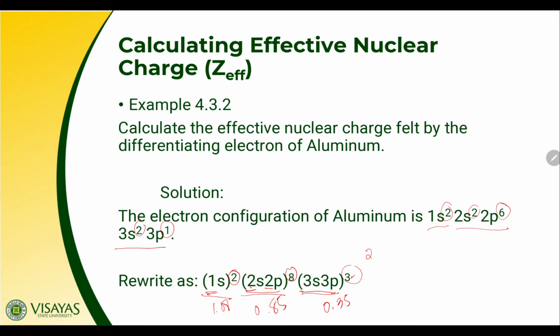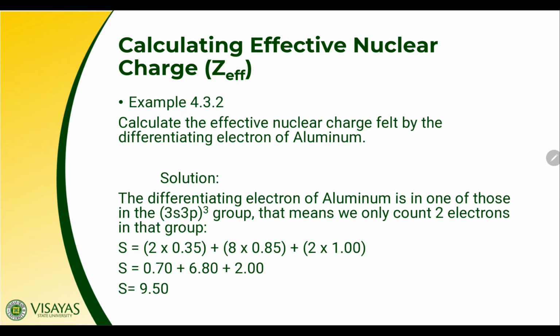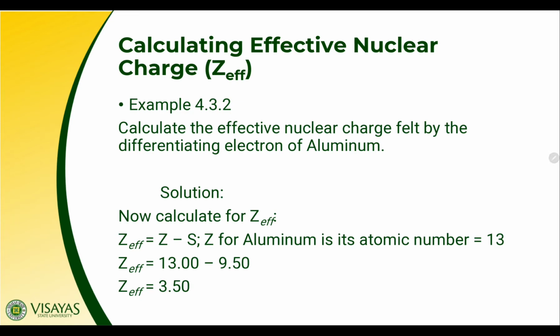Okay. So here we have 2 times 0.35, 8 times 0.85, and 2 times 1. So the total value of S is 9.5. To get the effective nuclear charge value, again, we have the formula Z minus S. The atomic number of aluminum is 13. So we have 13 minus the calculated value for S, 9.5. So we get an effective nuclear charge value of 3.5.